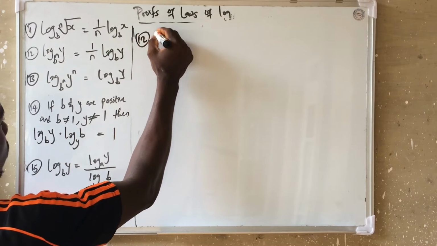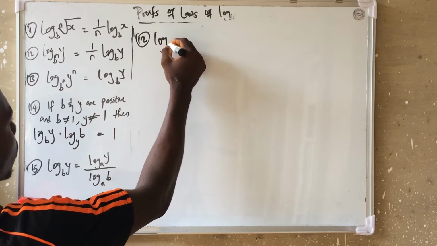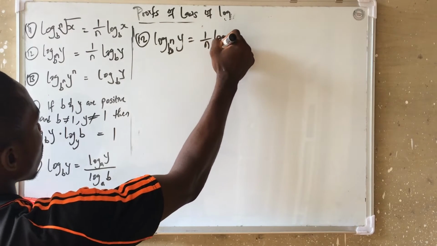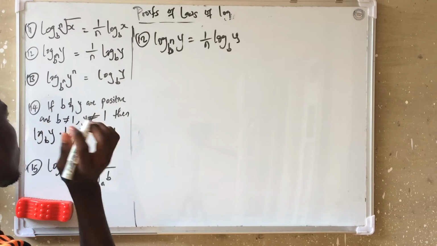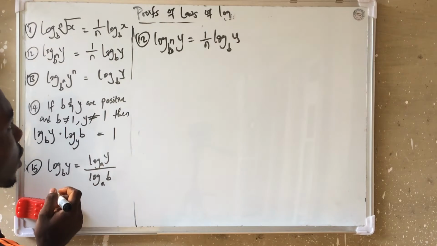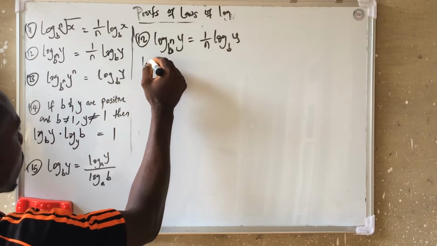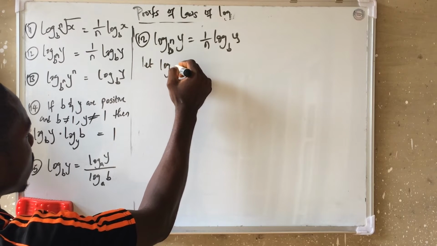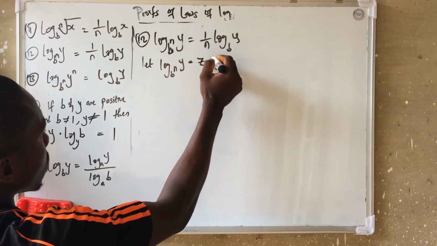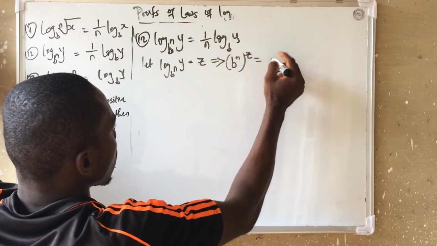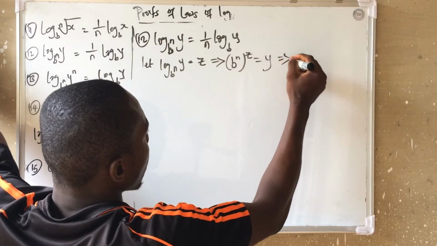Number 12 says the log to the base b of n y is equal to 1 over n log to the base b of y. So I'll now start my proof by saying let log b of n y equal z, so that I will now have b raised to the power n raised to the power z is equal to y.